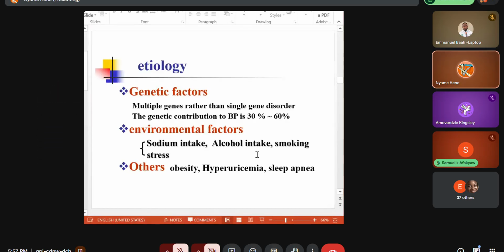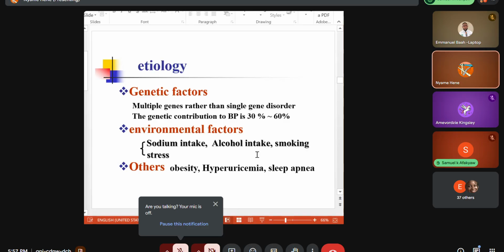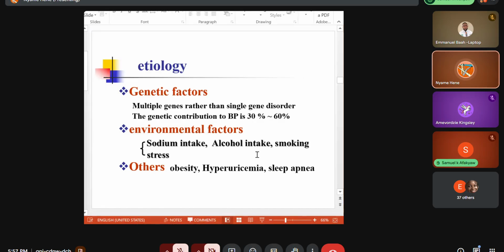Environmental factors: sodium intake, alcohol intake, smoking, stress. These are environmental factors. You understand? There are some that you can do something about, and there are some that you cannot do anything about. Preventable and non-preventable factors, like the genetic, you can't do anything. If it is in the genes, what you can do is to take care of yourself very well. You understand?